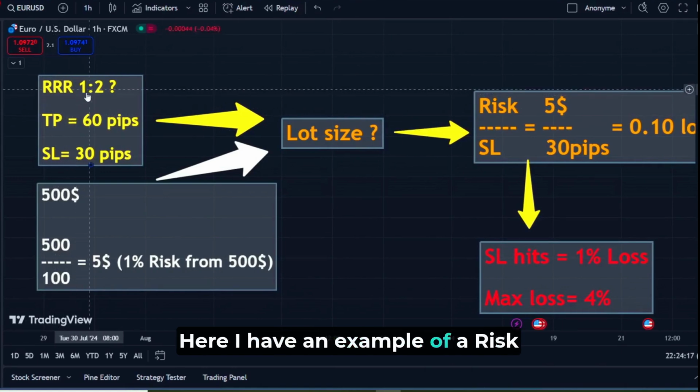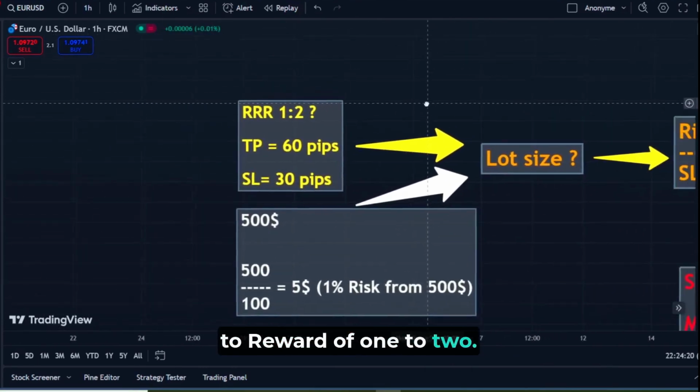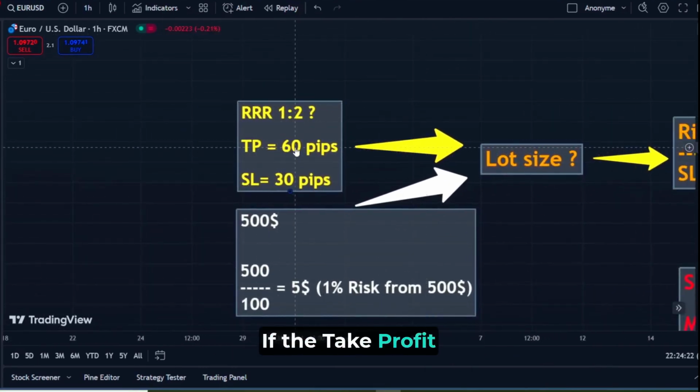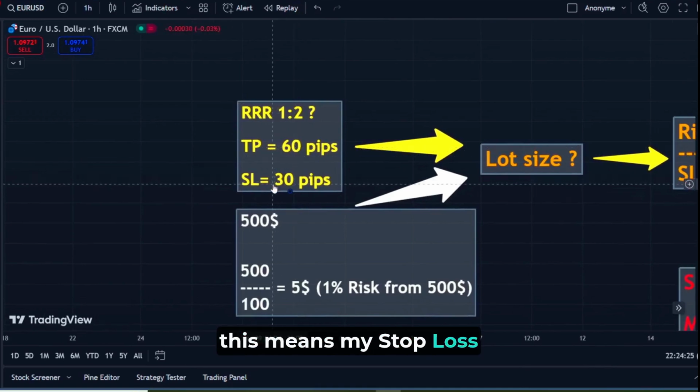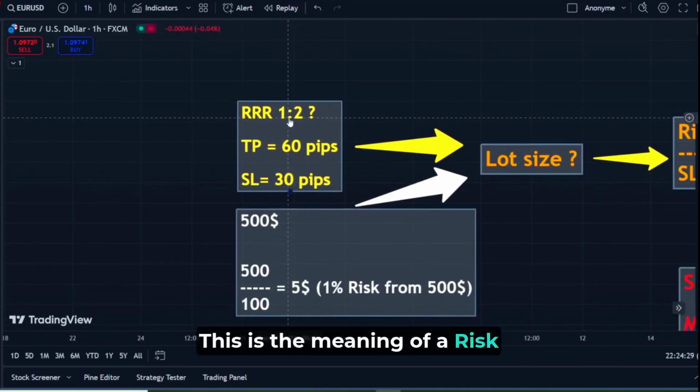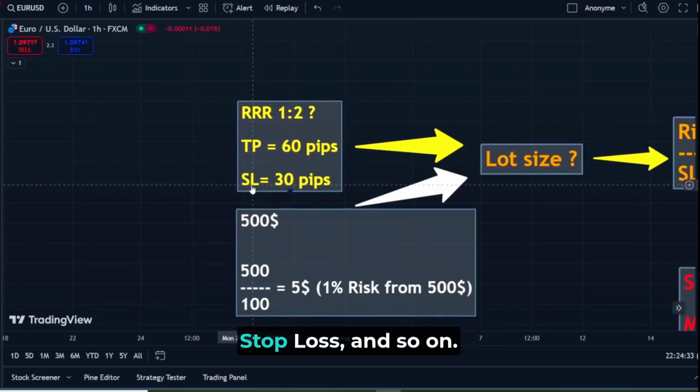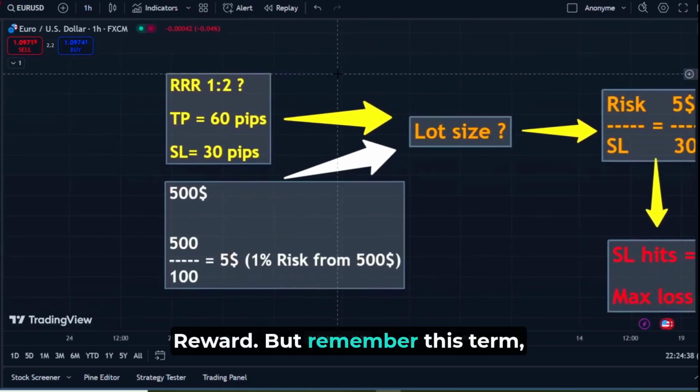Here I have an example of a risk to reward of 1 to 2. 1 to 2 means what? If the take profit is 60 points, this means my stop loss will be half. That is 30 points. This is the meaning of a risk to reward of 1 to 2. 1 to 3 means the take profit is 3 times the stop loss, and so on. This is simply the risk to reward, but remember this term because we will return to it.